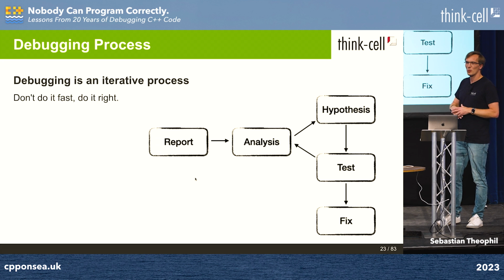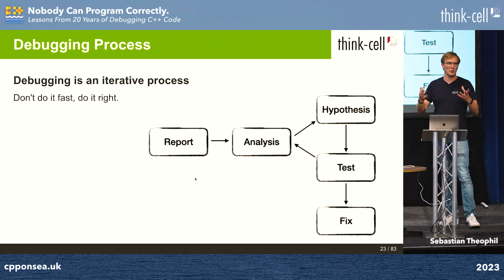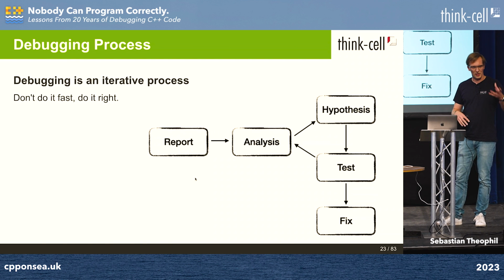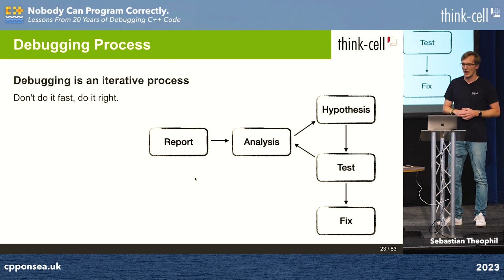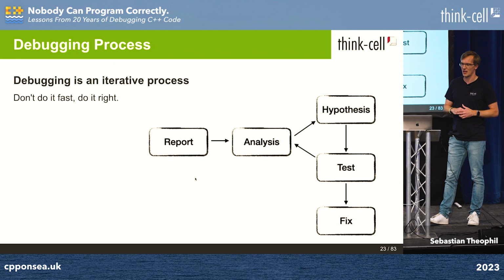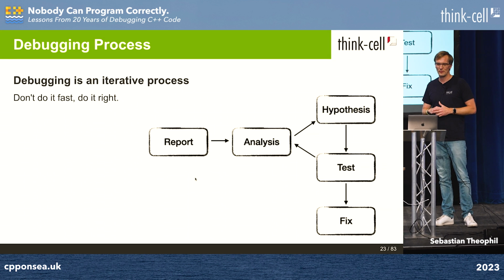An iterative process, where you first get a report, then you think about it a little bit, you form a hypothesis, what could be the problem, you test that, you're wrong, you think again, form another hypothesis, until you finally really figure out what the problem is. And then you can proceed to fixing it. And we will cover all these steps on the following slides.